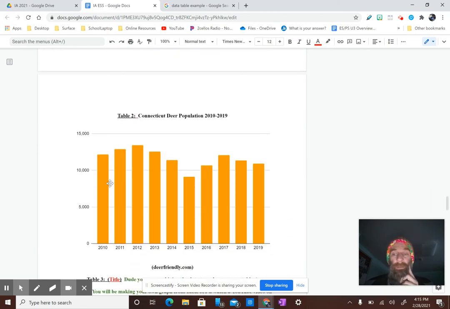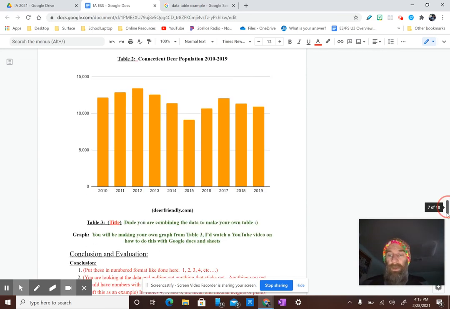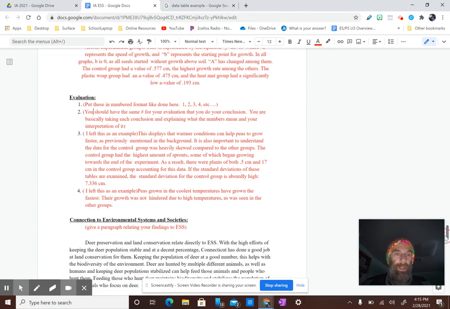Third, down here, the deer population is not tightly tied to the amount of land that it has, but it is somewhat. It looks like it'll never get above 13,000 with the amount of land that we currently have. So that would be me explaining these with the evaluation right there.